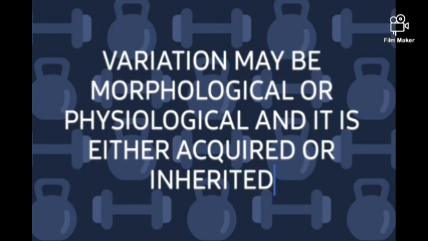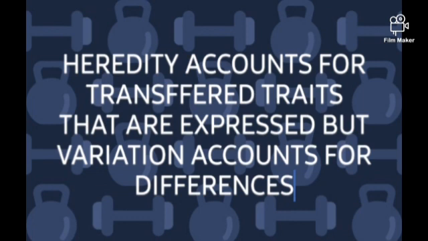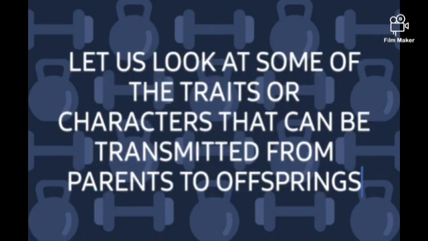And you can acquire variation. It can be inherited. That is, your parent can transfer it to you and you can acquire it. Somebody who has big muscle by carrying heavy weight has an acquired thing. Heredity accounts for transfer of traits that are expressed, but variation accounts for differences.